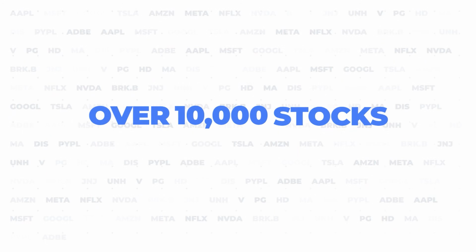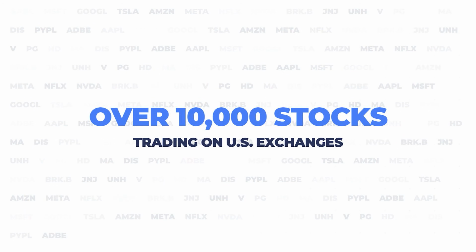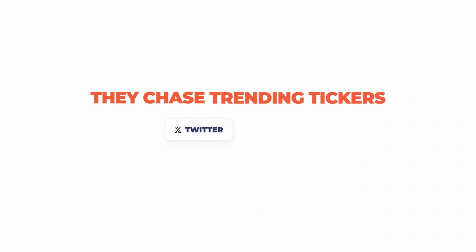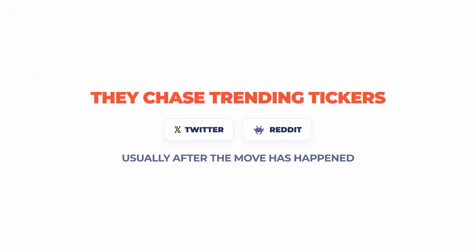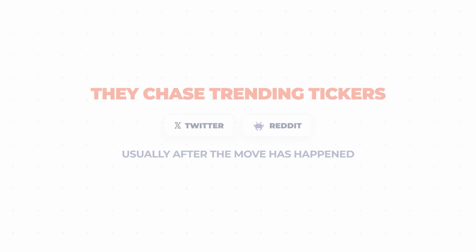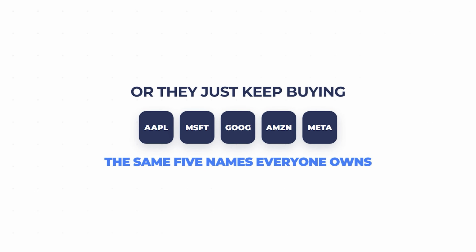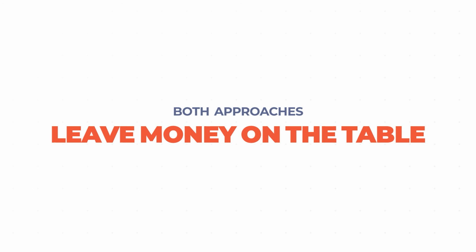There are over 10,000 stocks trading on US exchanges right now. Most investors deal with that in one of two ways. Either they chase whatever ticker is trending on social media, usually after a big move has already happened, or they freeze up and just keep buying the same 5 names that everybody else owns. Both approaches leave money on the table.